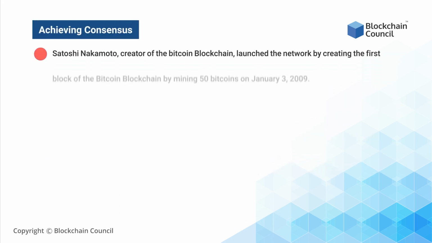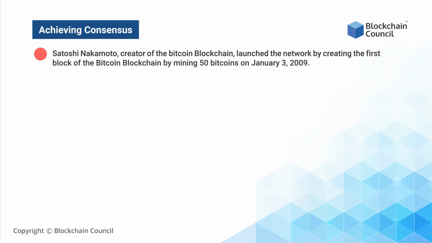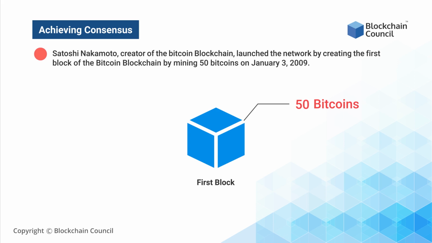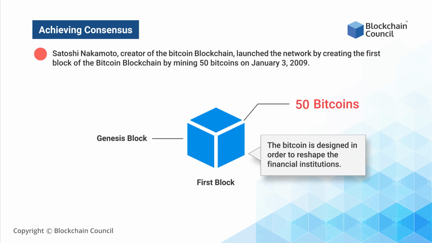Satoshi Nakamoto, the creator of the Bitcoin blockchain, launched the network by creating the first block of the Bitcoin blockchain by mining 50 Bitcoins on January 3, 2009. He used the processing power to validate, verify and create the first block of the chain called Genesis block. He left a note in the Genesis block referring that the Bitcoin is designed in order to reshape the financial institutions.